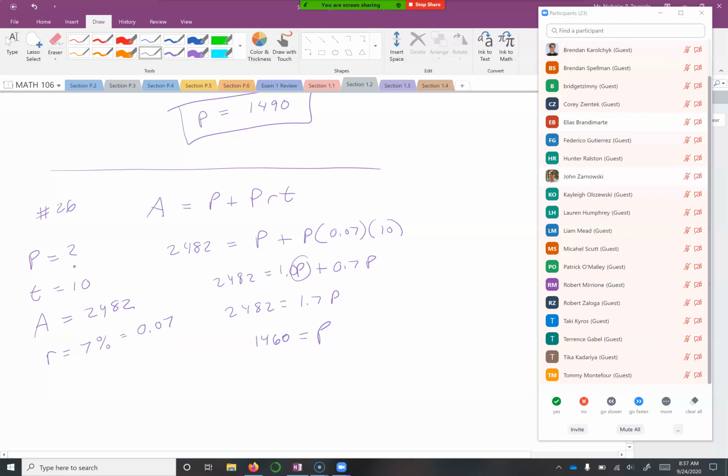So the original investment was $1,460 invested at a rate of 7% for 10 years, and then the balance at the end was $2,482. Okay, anything else from 1.2?